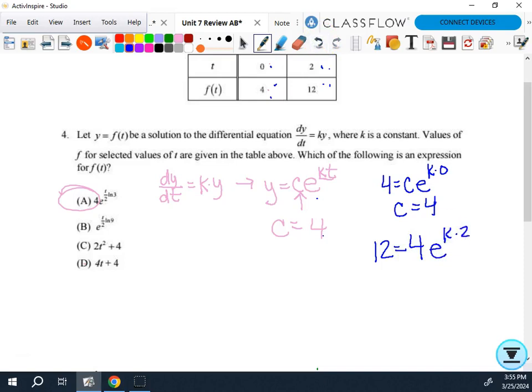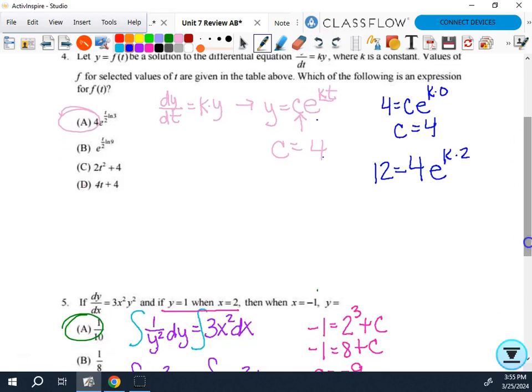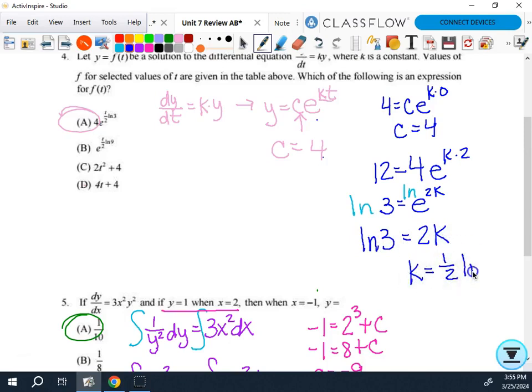All right. So then I would divide both sides by 4. So I get 3 equals e to the 2K power. Then to get that out of the exponent, I would take the natural log of both sides. When I do that, the natural log of 3 is equal to 2K. So then K is equal to 1/2 times the natural log of 3.